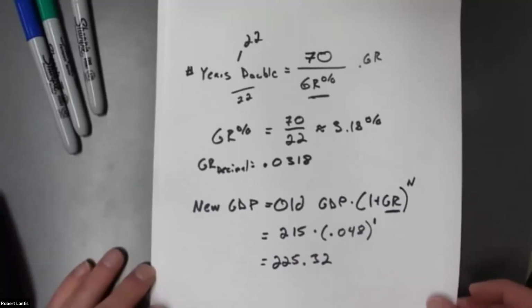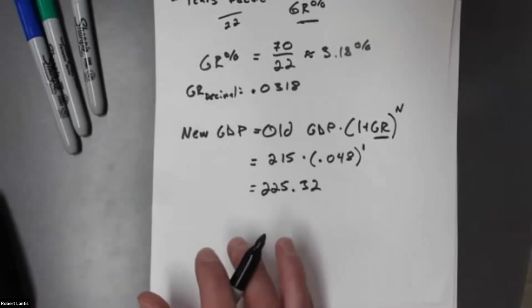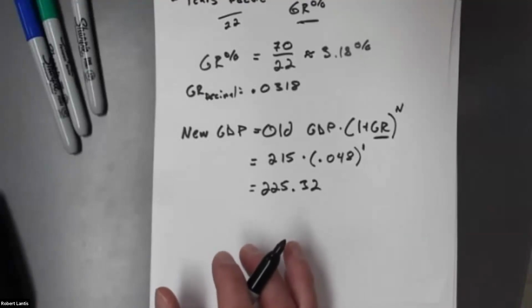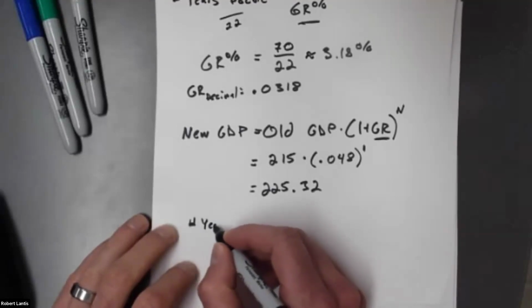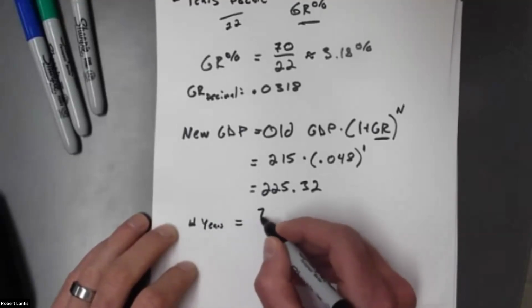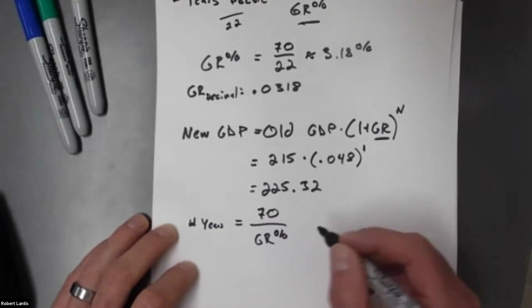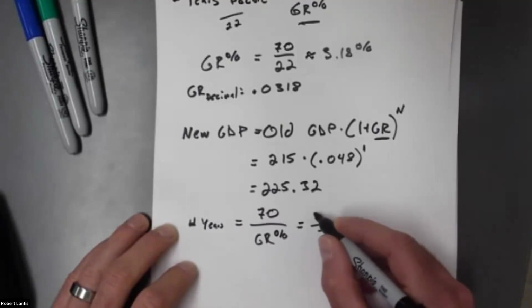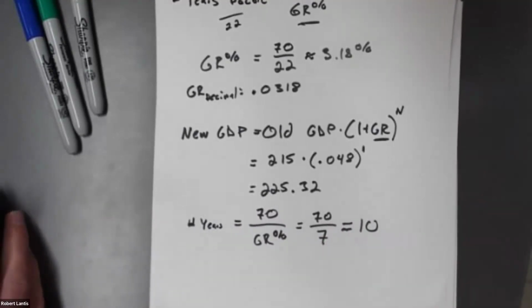Now, the second question, you should be able to see this, is how many years would it take my GDP to double if the current growth rate is 7%? Okay. Well, our general rule of thumb is the number of years to double is equal to 70 over whatever our growth rate is as a percentage. So if I've got a 7% growth rate, it should take 10 years to double. Okay. Any questions on that before we get this submitted?